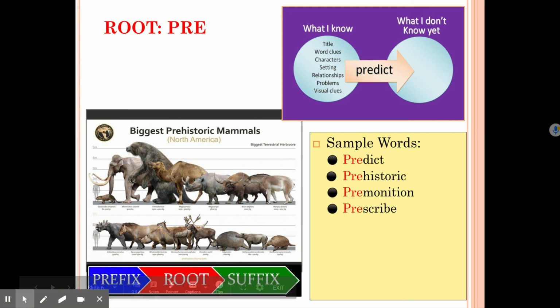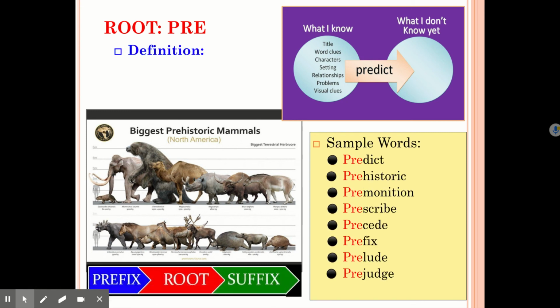And then our last root, or list 14, is pre. It's the opposite of post, and it means before in time, place, or position. And let's take a look at some sample words. Predict. Here's a picture of predict. It means to foretell beforehand.